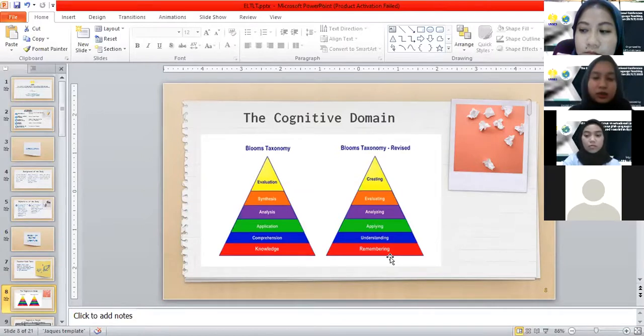And then in 2001, Lorin Anderson and his group revised the taxonomy. It represents a more active form of thinking as the cognitive domain changes from noun to verb. As can be seen in the figure, the lowest level, knowledge, became remembering, and comprehension was changed into understanding, while the third and fourth levels remain the same, only changing in form from noun into verb. Finally, the fundamental changes were found in the fifth and sixth levels. Evaluation, which was in the sixth level, changed into the fifth level, and the old-fashioned synthesis has been skipped as the standard had been raised to the sixth level. It was replaced with creating.